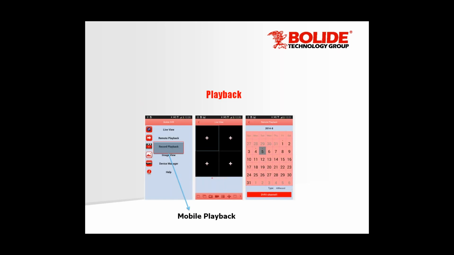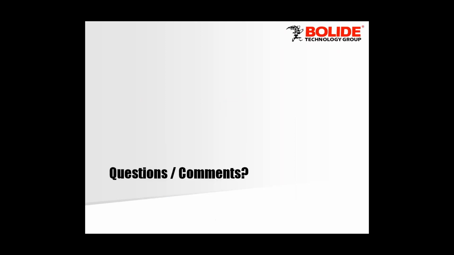And again, there's two playbacks. There's remote playback and record playback. Record playback would be playing back from the phone. Remote would be accessing the DVR to do it. Okay, so that's optimizing storage on your DVR.